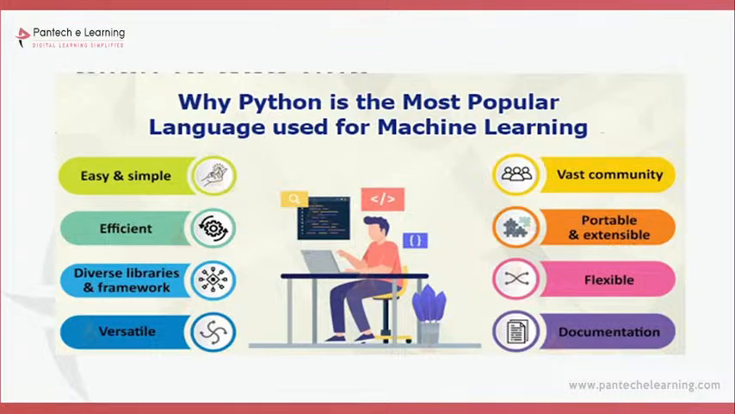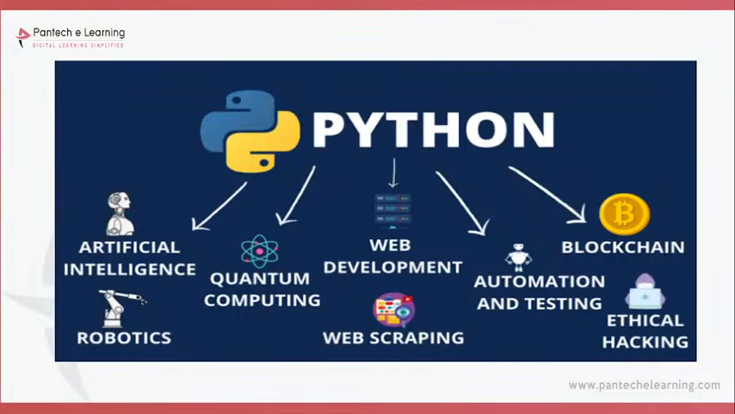Okay, these are the features that explain why we are using Python in machine learning or the AI field. This is the place where we're using Python, and these are all the features that make it versatile. We use it in artificial intelligence, robotics, quantum computing, web development, web scraping, automation and testing, blockchain, ethical hacking. This makes Python versatile.